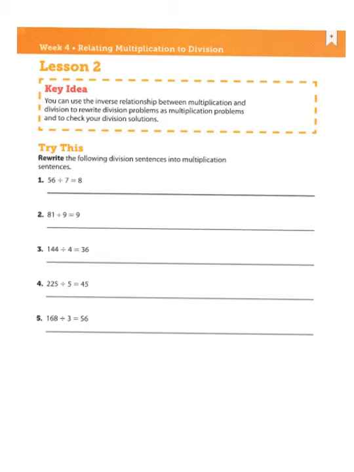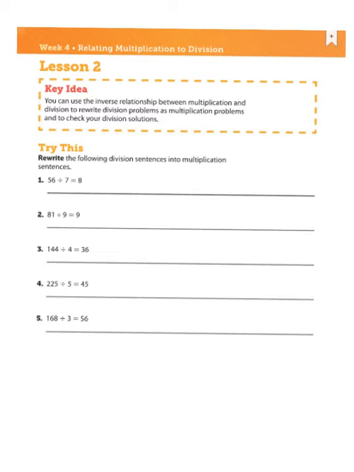So I just want to point out your key idea. It says you can use the inverse relationship between multiplication and division to rewrite division problems as multiplication problems and to check your division solutions. So on the Try This, they want you to rewrite the following division sentences into multiplication sentences.